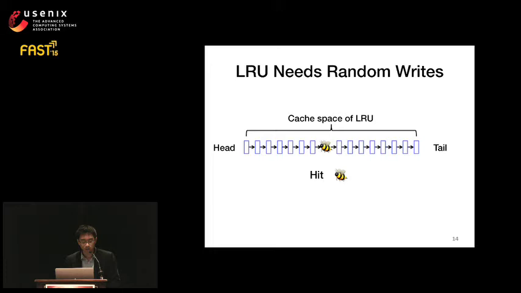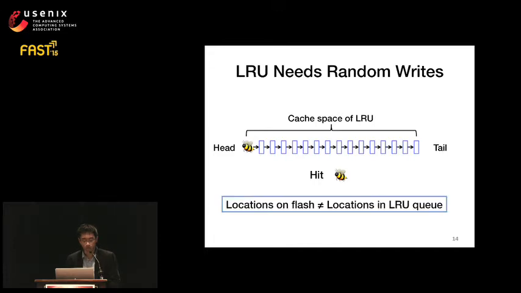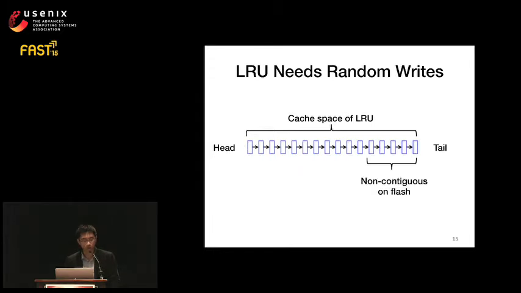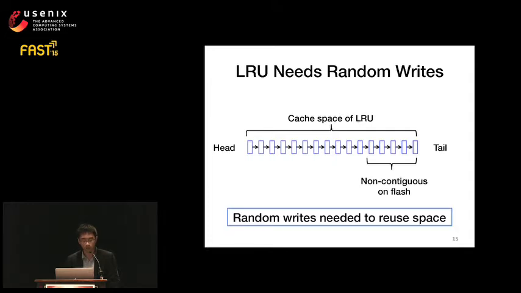What about LRU? LRU does the same thing as FIFO for cache miss and eviction. However, on cache hit, it will promote the object from the middle of the queue to the head of the queue. So this means it is very difficult and inefficient to maintain the locations of objects on Flash the same as their locations in the LRU queue. So when you do cache eviction, the objects evicted from the tail will have non-contiguous locations on Flash, and you need to reissue random writes in order to reuse that space.